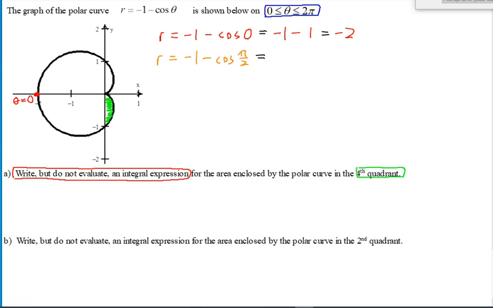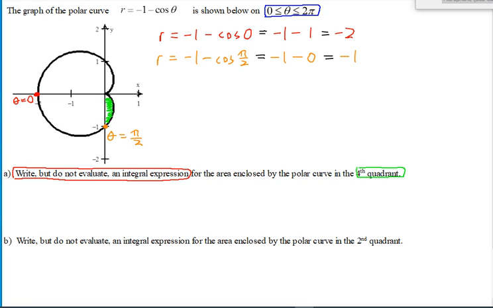Well, cosine of pi over 2 is right here. Remember, cosine is the x-coordinate, which is 0. So that's -1 minus 0 gives you -1. So pi over 2 is the direction straight up, but again we have a negative radius, so it goes the opposite way. So that gives us this point on the polar graph right there. So that's theta equals pi over 2.